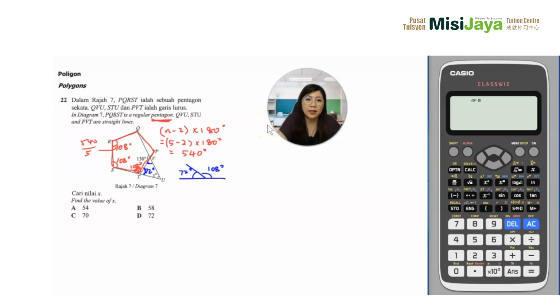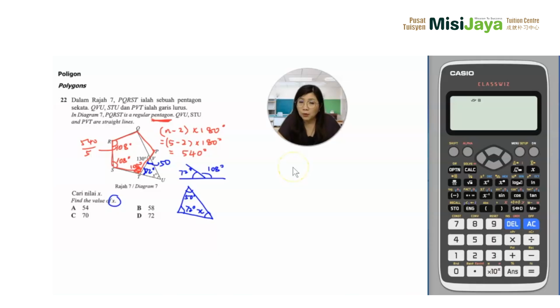Then we can also find this adjacent angle. One side is 130, so the adjacent angle will be 180 minus 130, which is 50. So now we are going to concentrate on VUT. I'm going to draw it out here so that it's easy for you to see because the diagram is a bit small. Just now we got 72, and here is the x which we are going to find, because it's stated in the question. And this is 50 degrees.